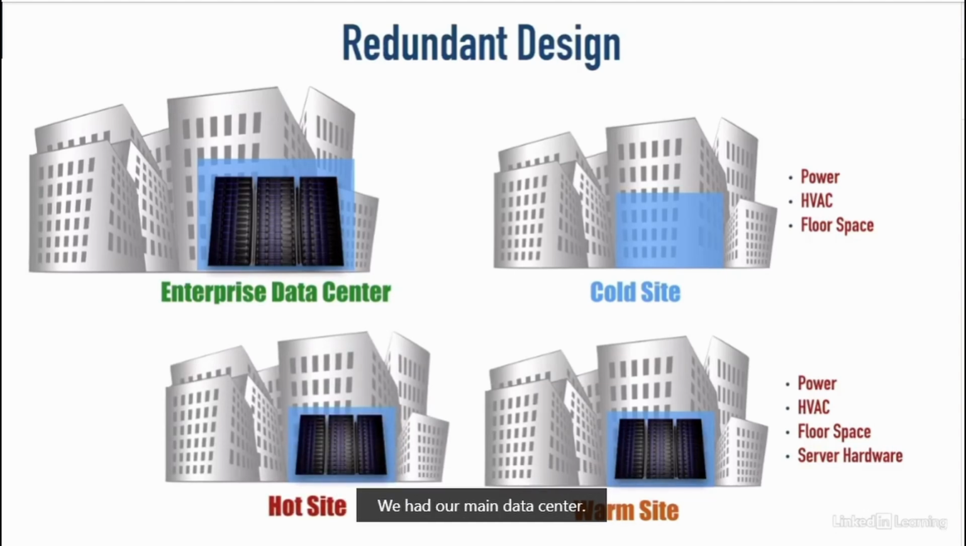We had our main data center. It was about 200 yards north of Fantasyland, and we had a hot site in the tunnels underneath the Magic Kingdom called the Utilidors. And there were fiber optic connections.